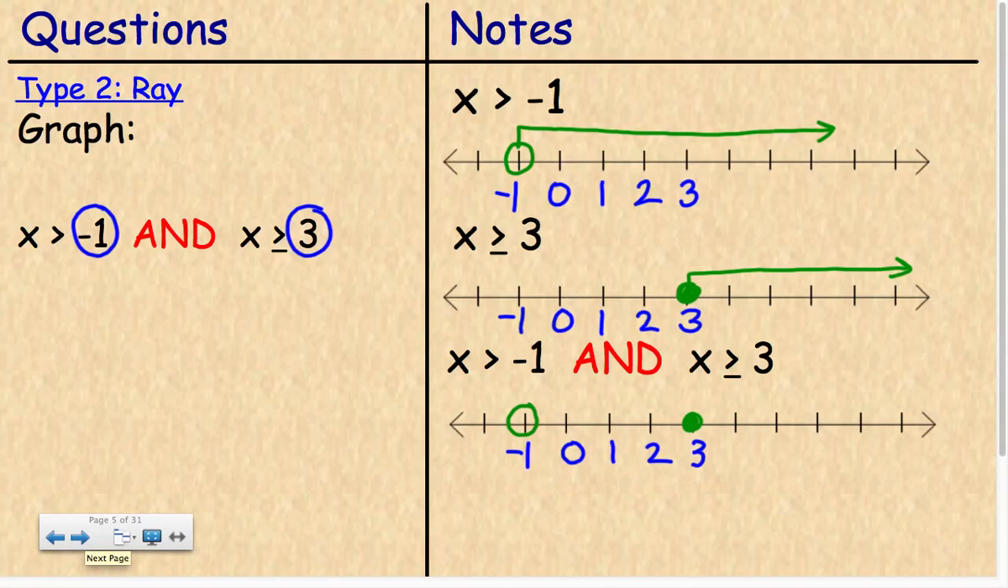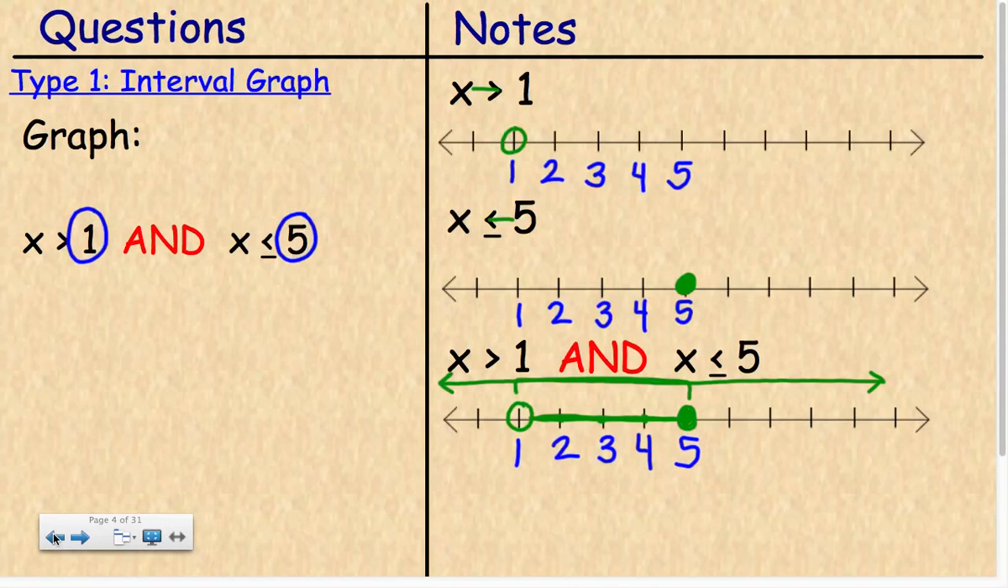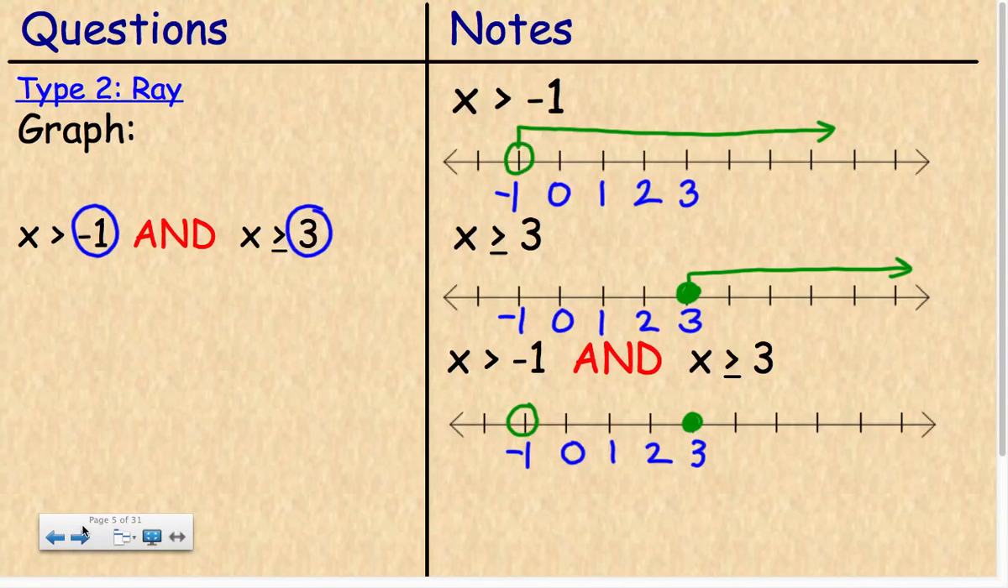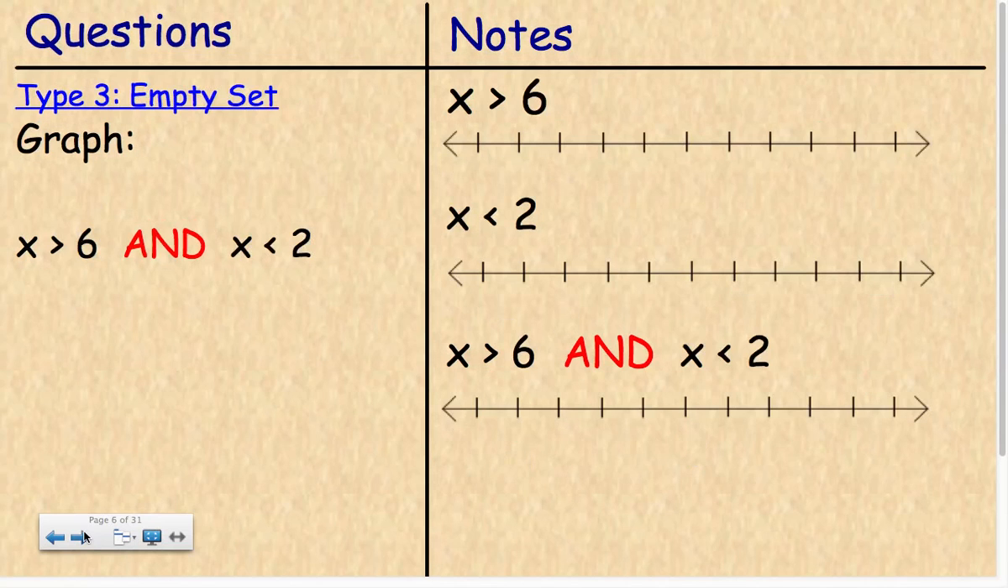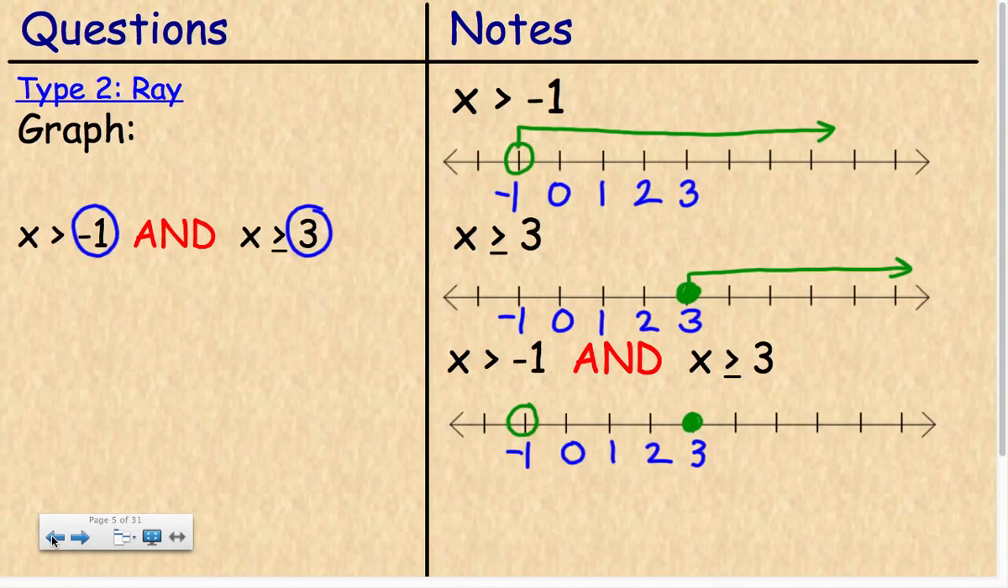Now keep in mind, this is our second type, which is array. That's going to give us a hint of what our graph is going to look like. If you go back a page, type 1 was our interval graph, so where are they overlapping? An interval graph looks exactly like this. So now knowing that this one is called array, we're going to end up with an array for our third graph.